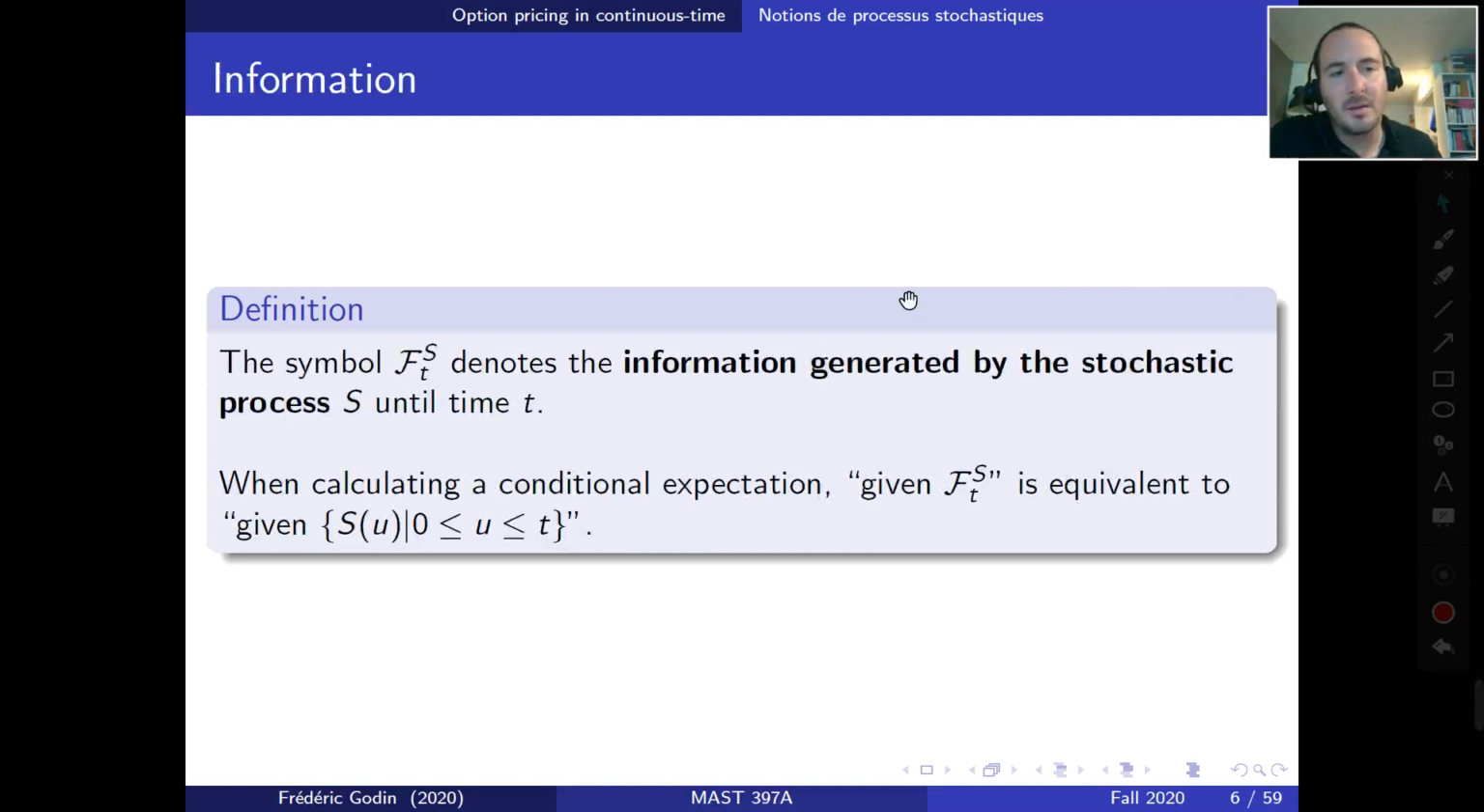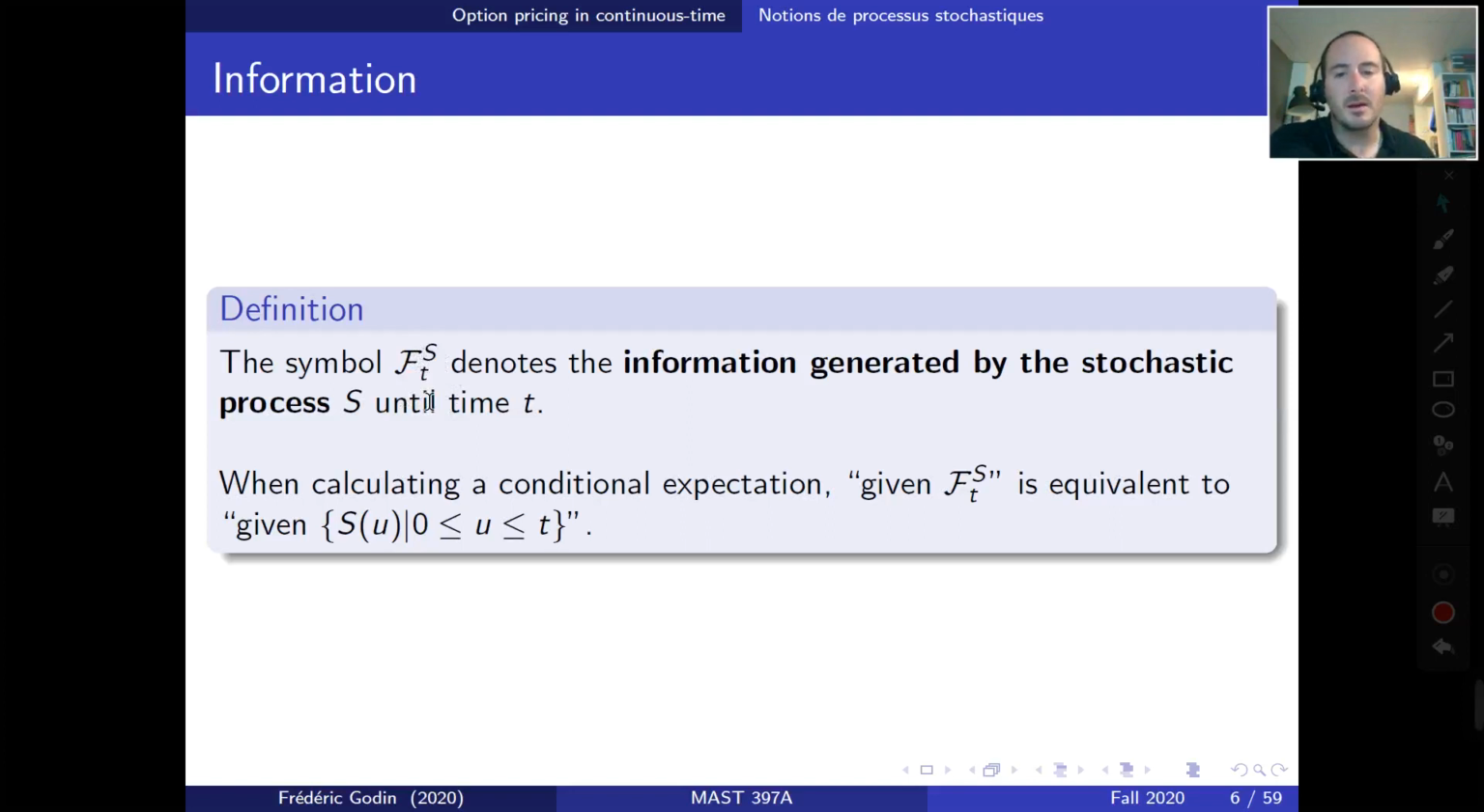Okay, so here we're going to use some notation. F_t^S, this guy here, we won't define it formally. This is in a more advanced class. You're going to see this is called a sigma algebra, and it has a very precise mathematical definition. But in this course, we won't go through these fine details, so we'll keep it at a more intuitive level. Here, F_t^S, we're going to say this denotes the information generated by the stochastic process S up until time t.